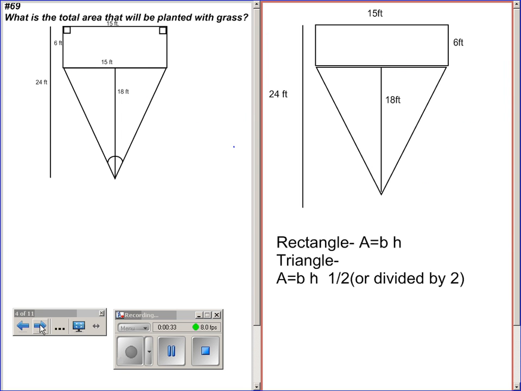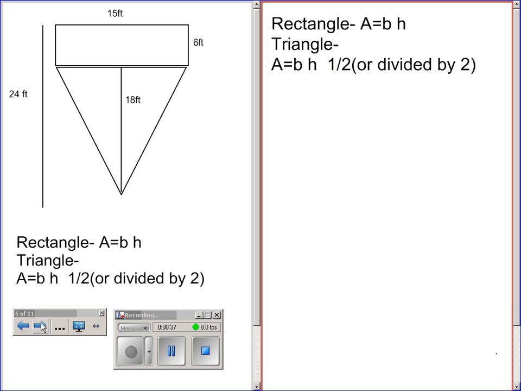What is the total area that would be planted with grass? First, you draw a line across where it looks like a triangle and a rectangle squishing together. Then you draw a line down the center of the triangle for your height. To find the area of the rectangle, you use the formula area equals base times height.